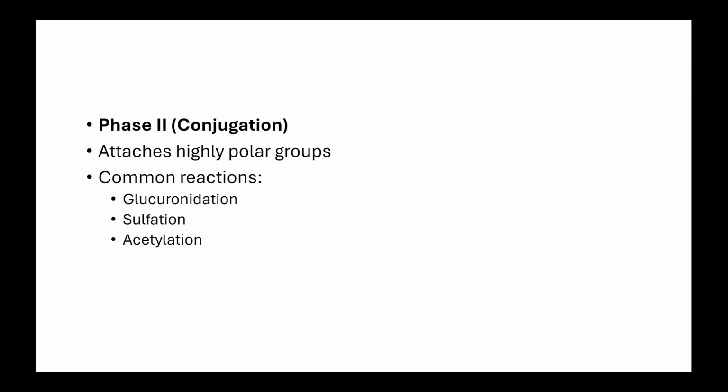Next, we have our conjugation. So when we have our conjugation, it simply is the attachment of highly polar groups. So once there is a suitable site for these groups to attach to, these reactions will now occur, like glucuronidation, sulfation, and acetylation.